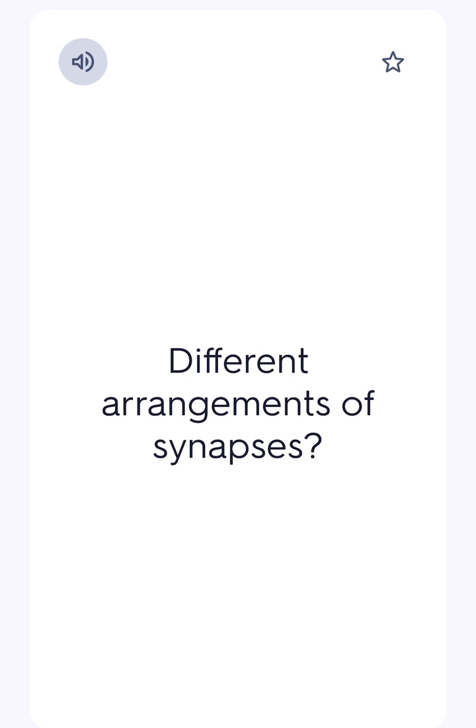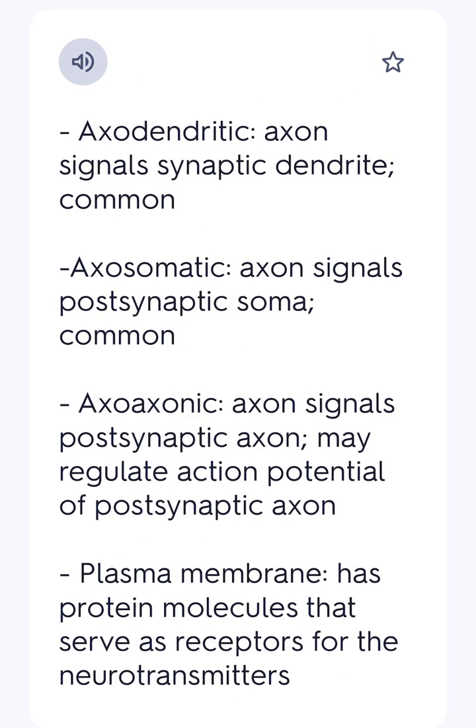Different arrangements of synapses. Axodendritic: axon signals postsynaptic dendrite. Common axosomatic: axon signals postsynaptic soma. Common axoaxonic: axon signals postsynaptic axon. May regulate action potential of postsynaptic axon. Plasma membrane has protein molecules that serve as receptors for the neurotransmitters.